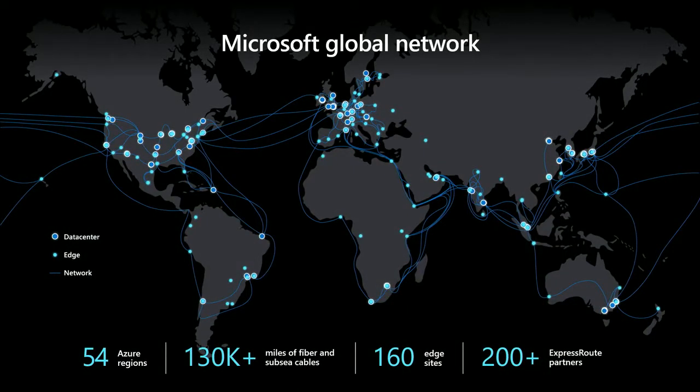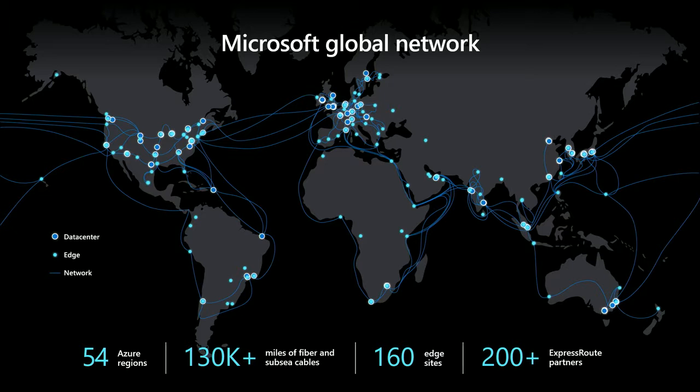So you're going to see this picture throughout the week. This is the Microsoft Global Network, and the Global Network is really going to be the basis of what we talk about today. The goal of it is that we want you to utilize our global network to support your workloads, both from a backbone perspective, from a private connectivity perspective, and from an internet connectivity perspective. We have 54 Azure regions that are connected today utilizing our Microsoft Global Network, over 130,000 miles of fiber and subsea cable systems, 160 edge sites and growing.